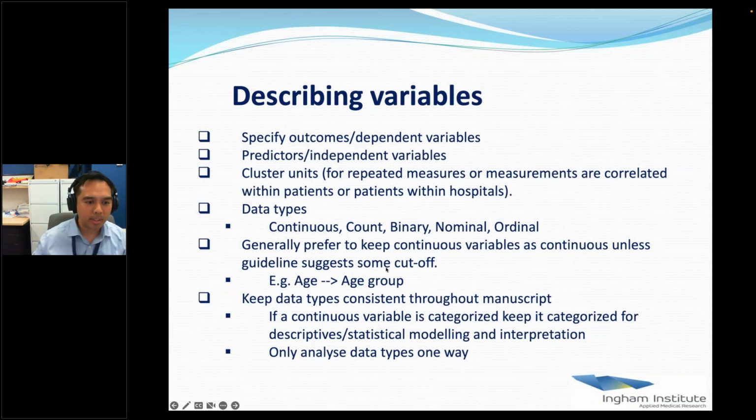And Matthias touched on this: I prefer to keep continuous variables as continuous unless there is some sort of strong evidence or some guideline way of cutting them. And probably the most important thing is to keep your data types consistent throughout the manuscript. So if you do choose to categorize a continuous variable, I would keep it categorized for the whole paper. I wouldn't try and change from continuous to categorical or vice versa from one analysis to another, mainly because they don't always conform, and it becomes very difficult to explain when you have two conflicting sets of results.